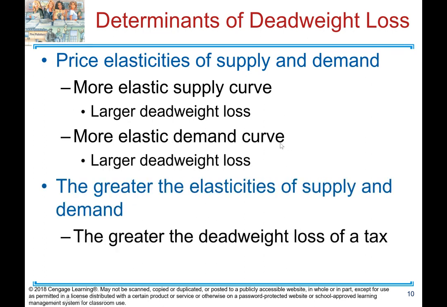Determinants of deadweight loss: price elasticities of supply and demand. The more elastic the supply curve, the larger the deadweight loss. In other words, if the supply curve is elastic, suppliers can leave the market if they want to, so there is a larger deadweight loss. On the demand side, if demand is more elastic, the deadweight loss is larger. The greater the elasticities of supply and demand, the greater the deadweight loss of a tax.